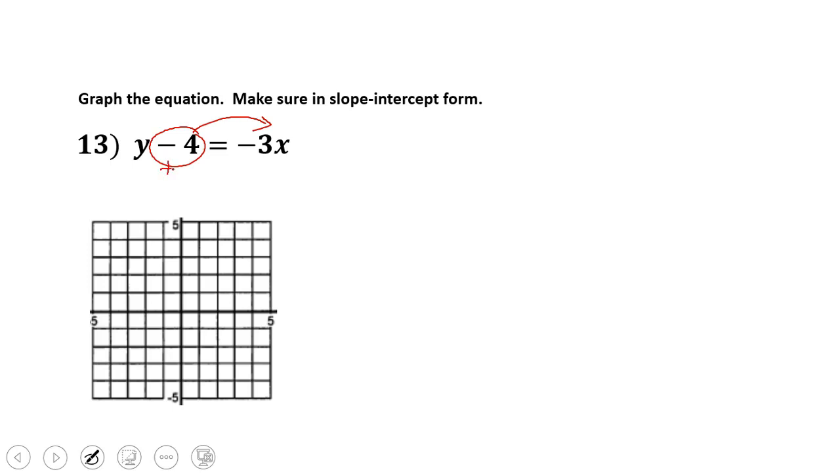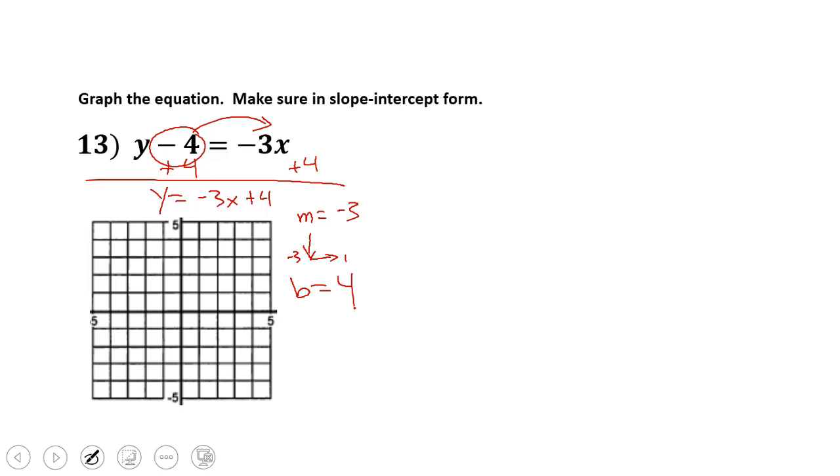So we're going to do the inverse. We're going to add 4 to both sides, keeping the equation balanced using properties of equality. And now y equals -3x plus 4. Our slope is -3. What does that mean? Down 3 and run 1. What is our intercept? Our intercept is at 4.